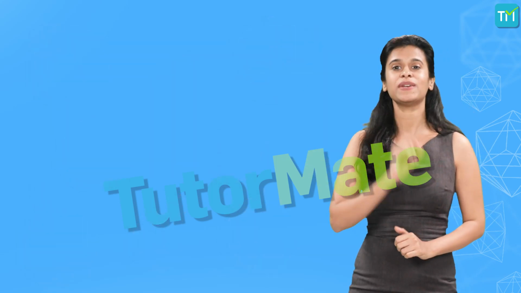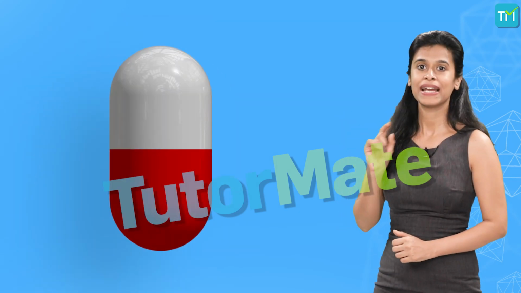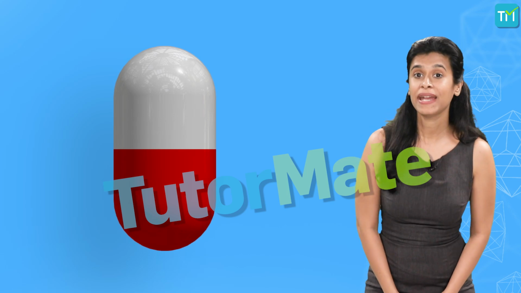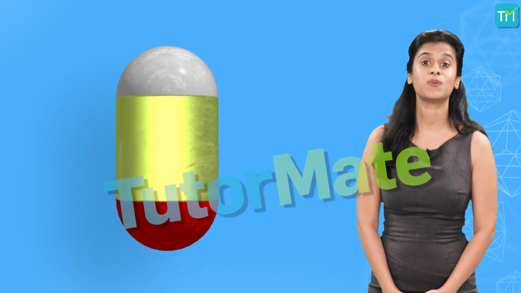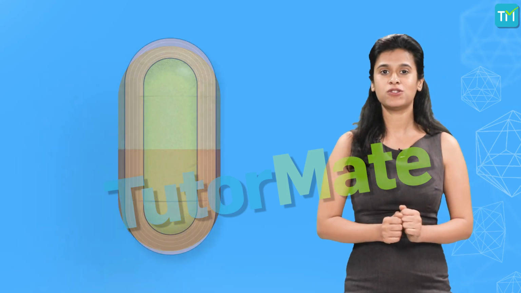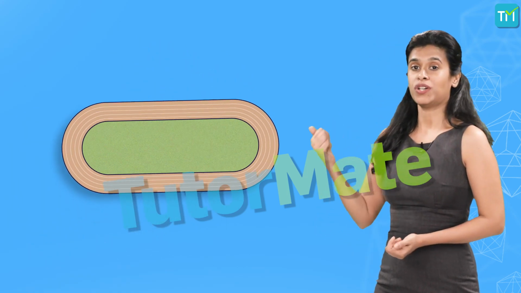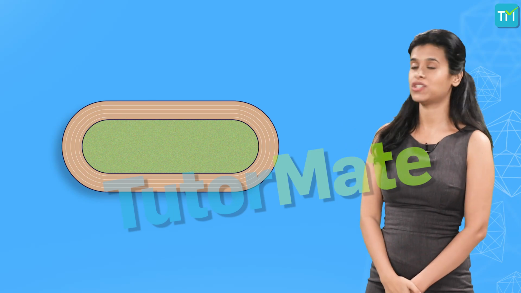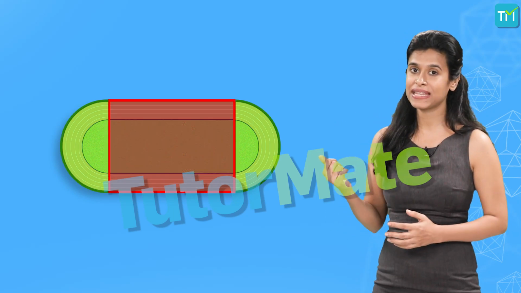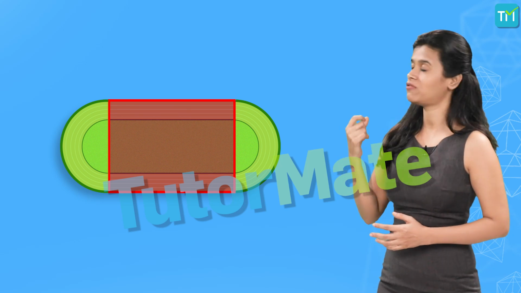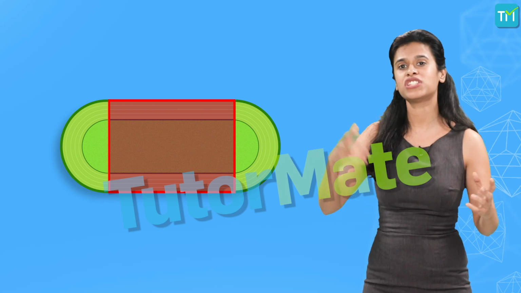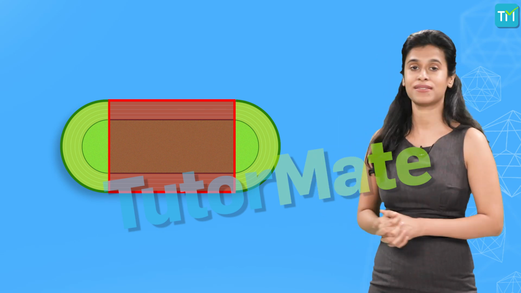Okay, so first we have this capsule. Now, can you identify the combination? It's made up of a cylinder as well as two hemispheres. What about the racing track? What do you think is their combination here? If we break it like this, we can see that it is made up of a rectangle in between as well as two semicircles at the two ends, right?